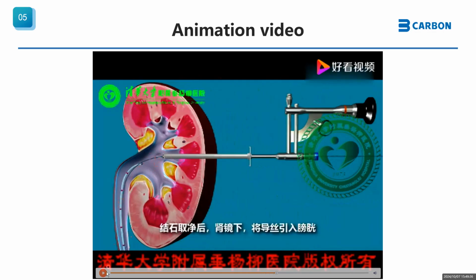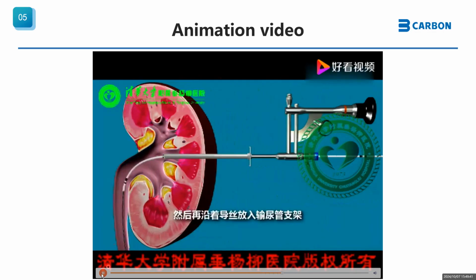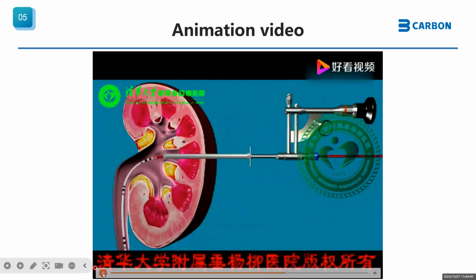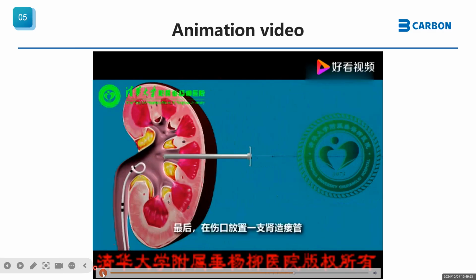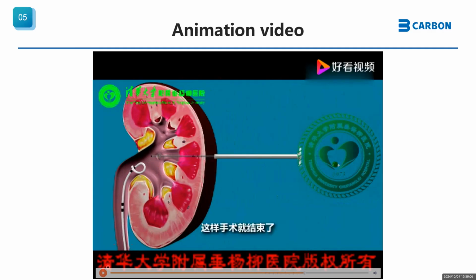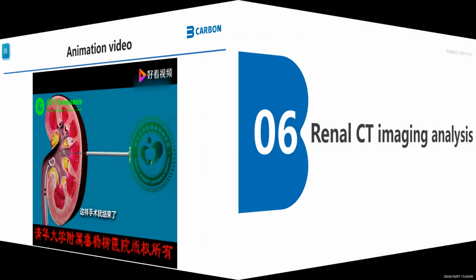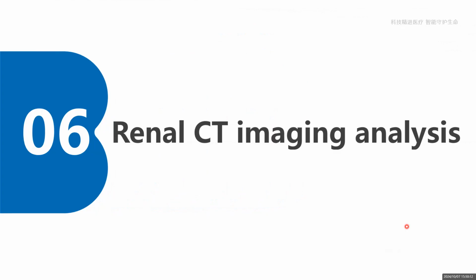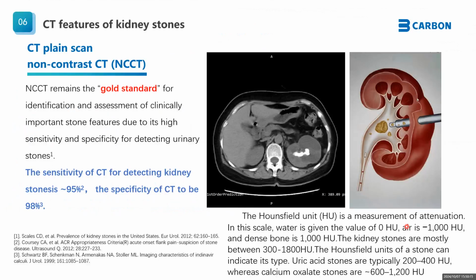pull out this catheter. 肾镜下将导丝引入膀胱，然后再沿着导丝放入输尿管支架。They put in this double J stent to the ureter. 最后在伤口放置一支肾造瘘管。This is a nephrostomy tube. 这样手术就结束了。The operation is over. Okay. And then renal CT imaging analysis.